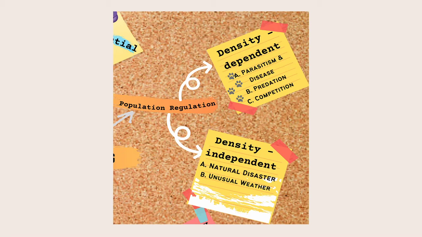Density-independent factors are sources of environmental stress that affect population growth, irrespective of the density of the population. Density-independent factors such as natural disaster and unusual weather are not influenced by population density change. A natural disaster is a major adverse event resulting from natural processes of the earth. Examples include floods, hurricanes, tornadoes, volcanic eruptions, earthquakes, tsunamis, storms, and other geologic processes.